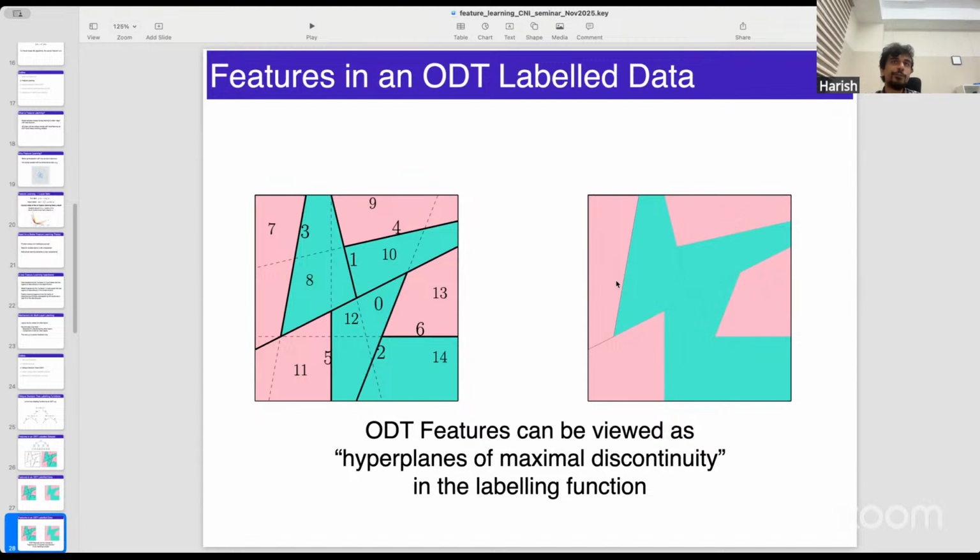But if you chose a line corresponding to one of the ODT nodes, they would actually be discontinuous. Let's say, for example, you pick this particular line. Anytime you pick a point like this and you move to the other side of the line, you're going to have a red-green discontinuity. So the only lines where there's a discontinuity are going to be the ODT hyperplanes. So the ODT features can essentially be viewed as hyperplanes of discontinuity.